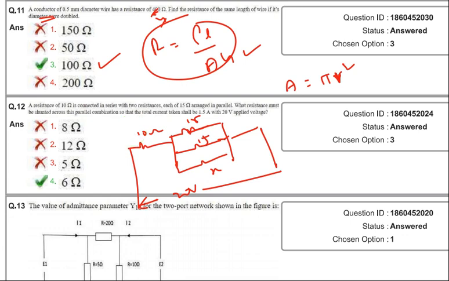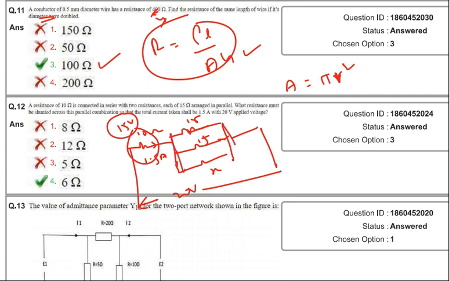So 1.5 amps current is flowing. So 1.5 amps current is flowing means how much is the voltage here? That is 15 volts. Total 20 volts. Out of that, 15 volts is appearing across this 15 volts. The remaining 5 volts will appear across this parallel combination.